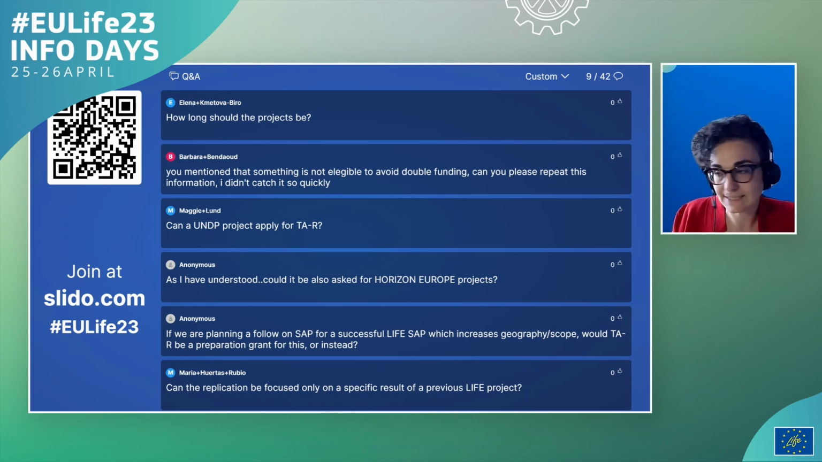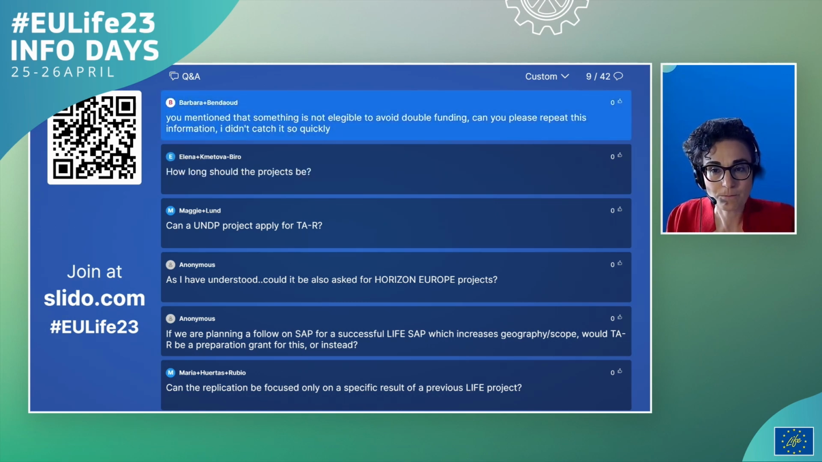And then I see another question there. So you mentioned that something is not eligible to avoid double funding. Can you please repeat this information? I didn't catch it so quickly. Anna, yes, speak slowly on this one.